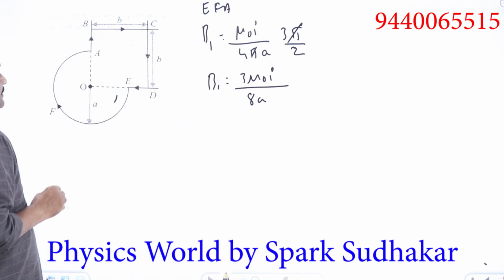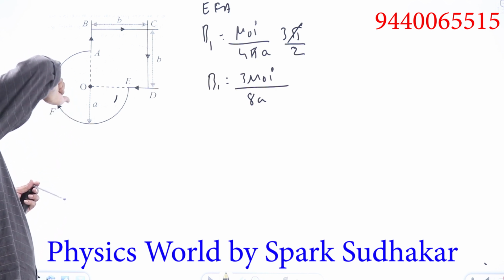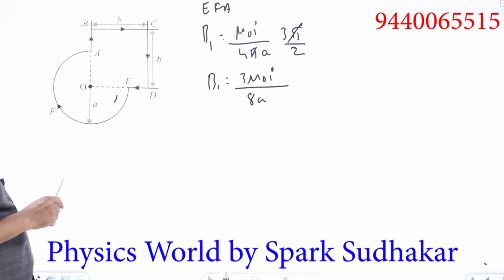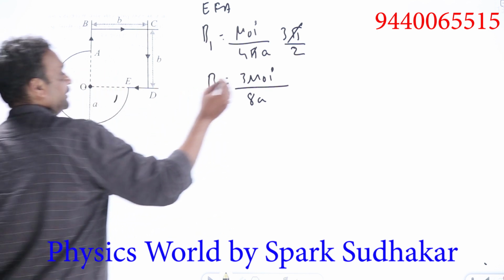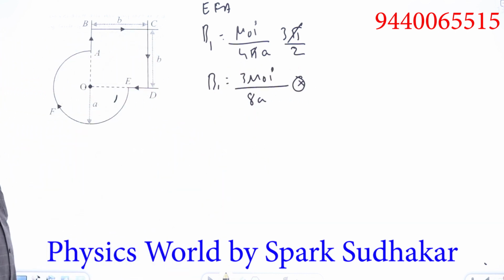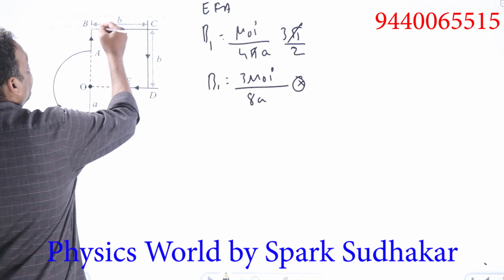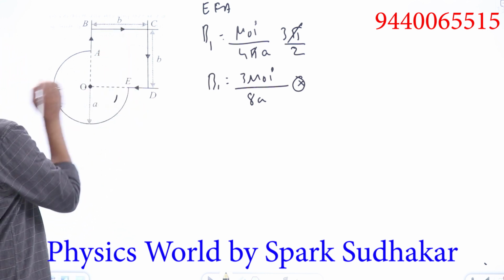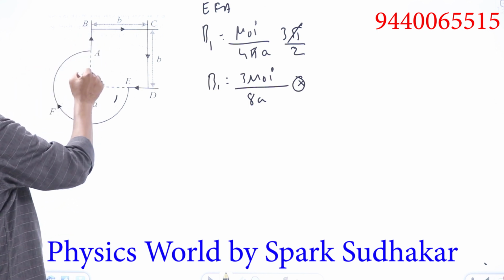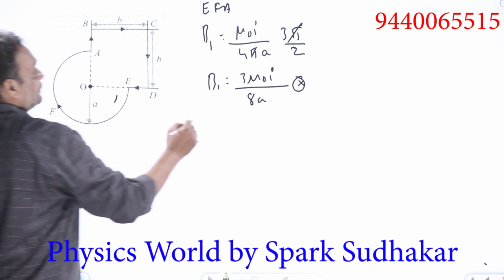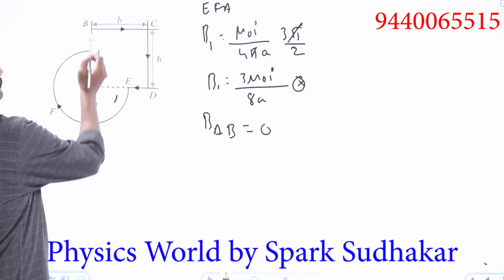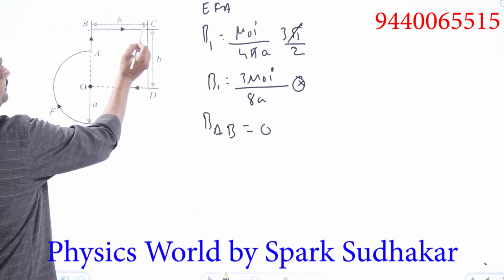Now what is the direction of that field? Again, close your right hand four fingers in the direction of current. Thumb is giving the direction into the board. So B1 is pointing into the board, which I'll indicate with a mark like this. Next, due to the segment AB, the magnetic field will be zero because it is in the opposite direction to the current. So the field due to AB is equal to 0.